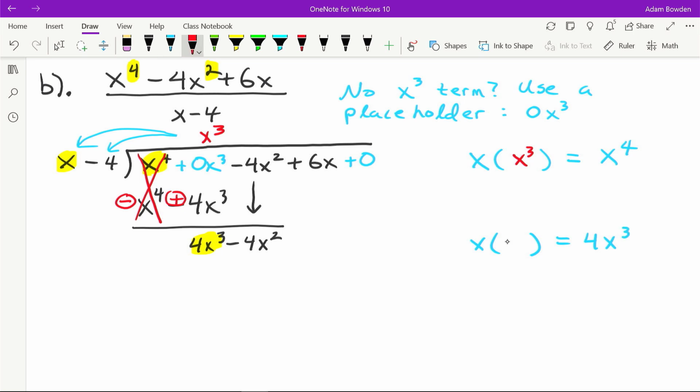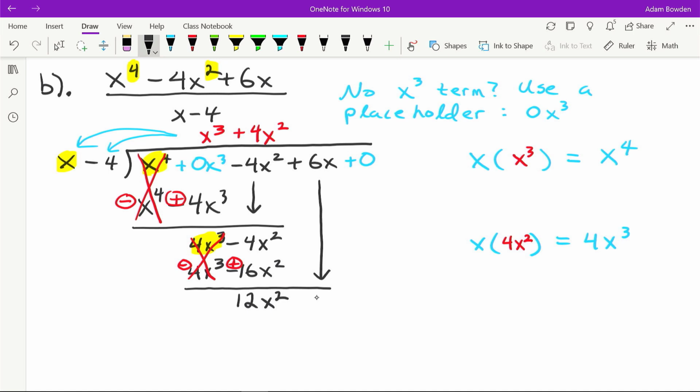In that case, that would be 4x squared. So up here we're going to put plus 4x squared. 4x squared will multiply to the x to get 4x to the third. It multiplies to the negative 4 to get negative 16x squared. We'll flip the signs and combine terms. The first term will cancel out, leaving us with a positive 16 and a negative 4 to get 12x squared. Bring down the next term, 6x.